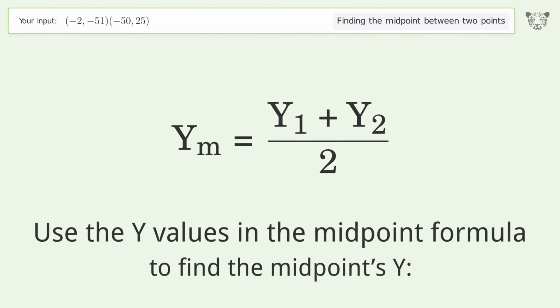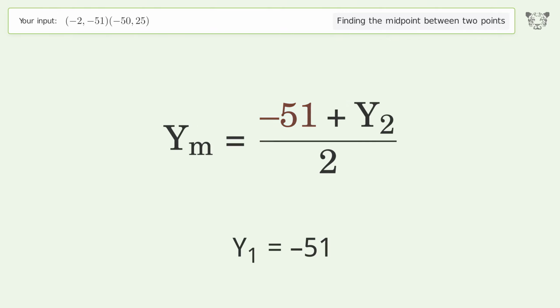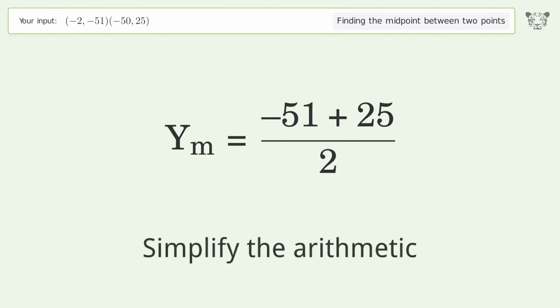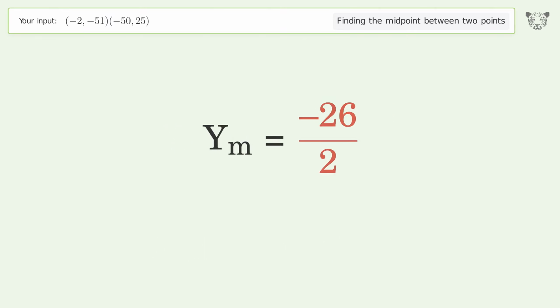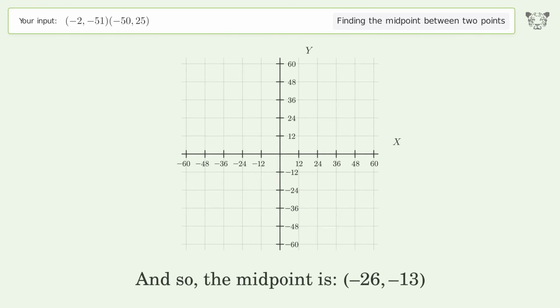Use the y values in the midpoint formula to find the midpoint's y. y1 equals -51. y2 equals 25. Simplify the arithmetic. And so, the midpoint is -26, -13.